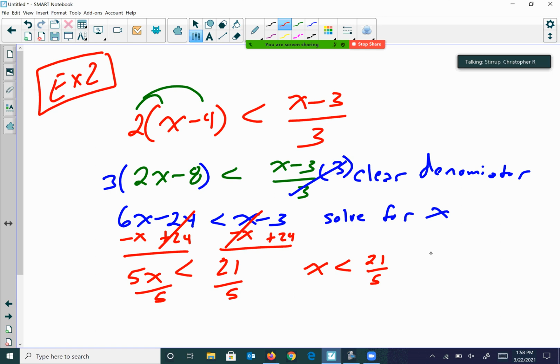So I would like you to show me that this is solved. I would like you to show that you know that this is going to negative infinity and starting at 21/5. It's a round bracket because I don't have an equal sign.